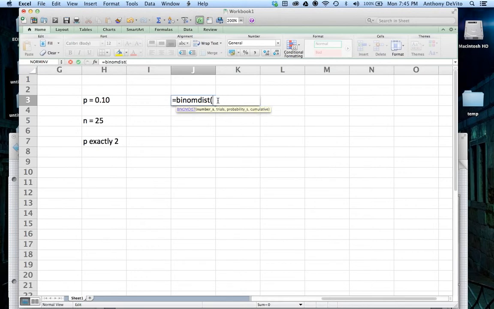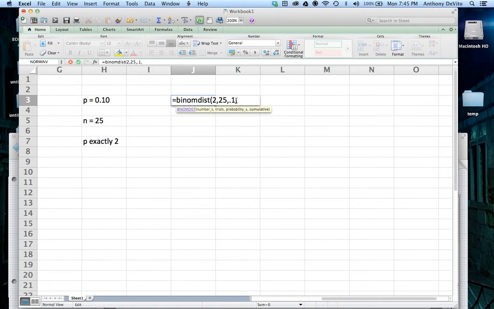Okay, so I'm going to put BINOM.DIST, the number of successes. I'm interested in exactly 2 people. I want to know what's the probability of having exactly 2 people that have diabetes. Number of trials, what's our sample size? 25. What's our probability of any individual in this population having diabetes? 0.1.